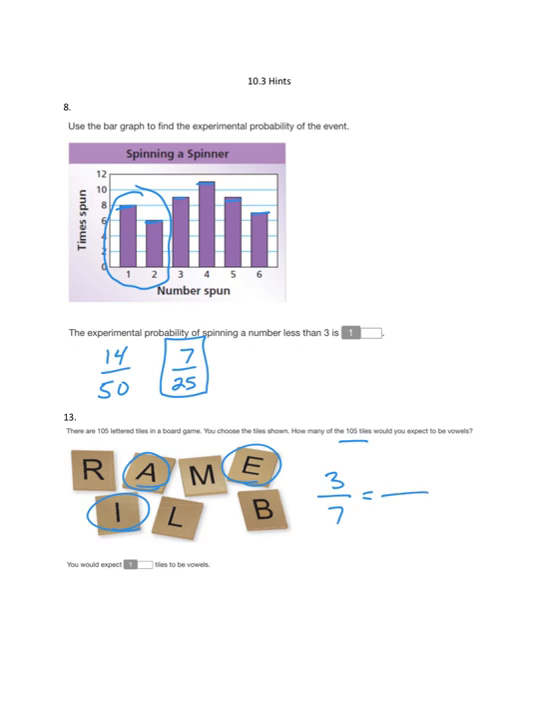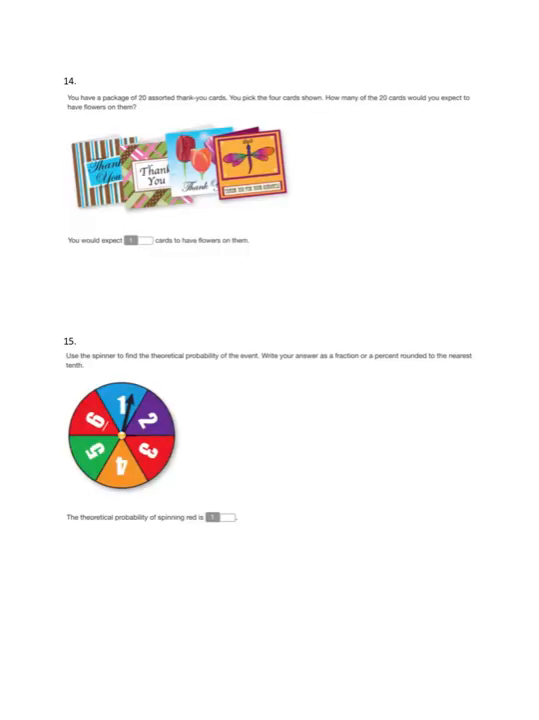And then we really want to see how many vowels should there be if there's 105 tiles. So we can just multiply 3 sevenths times 105, and that will give us the expected number of vowels.